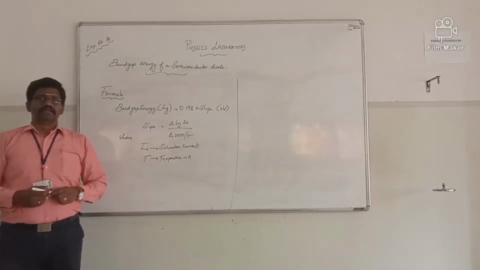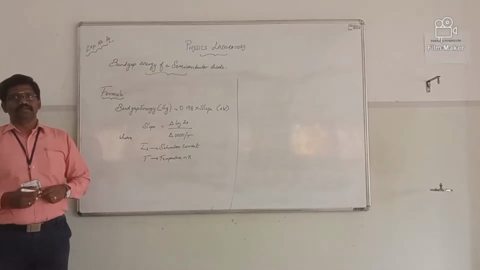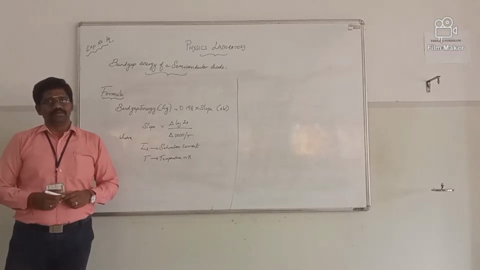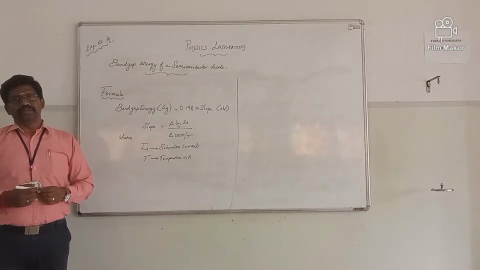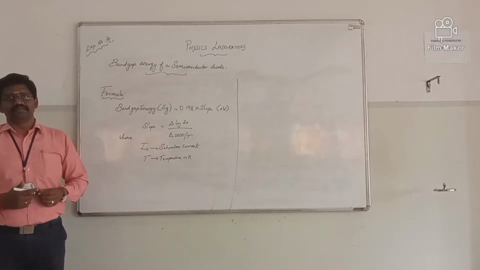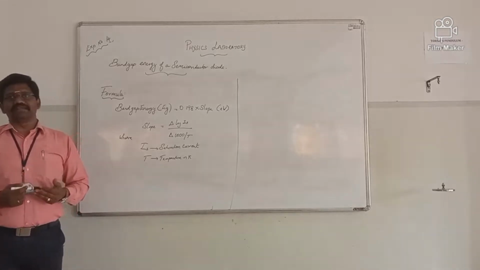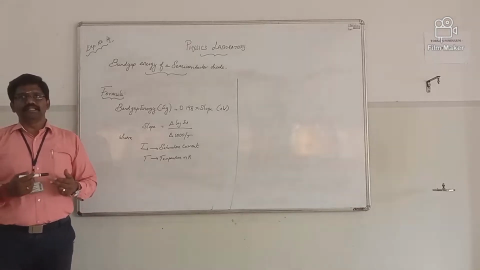Hi students, now we are going to do the fourth experiment, that is band gap energy of a semiconductor diode. Before starting the experiment, we want to know what a semiconductor is. Generally, materials are classified into three categories: conductor, semiconductor and insulator.